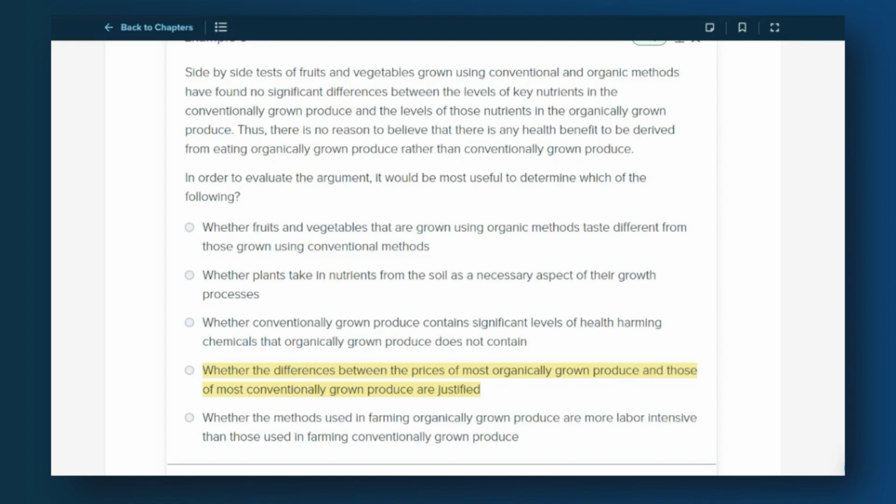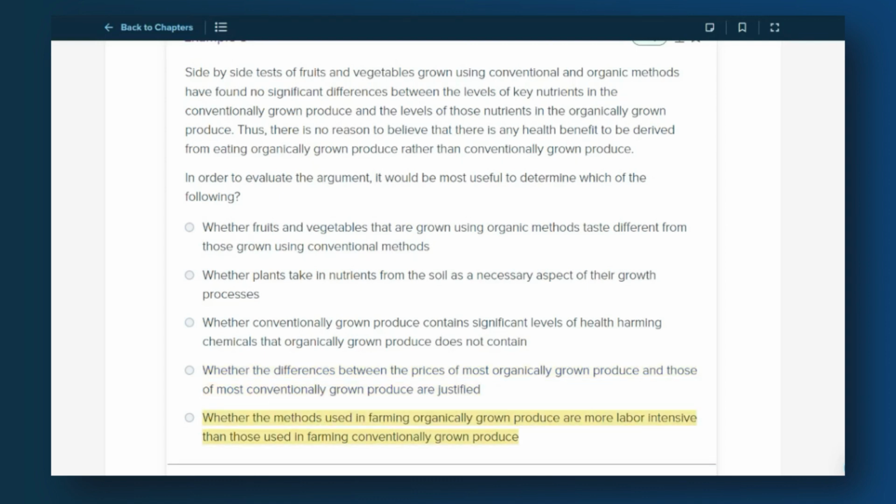D. Whether the differences between the prices of most organically grown produce and those of most conventionally grown produce are justified. We're talking about health benefits, so we're not talking about prices in this argument. This is not our answer.